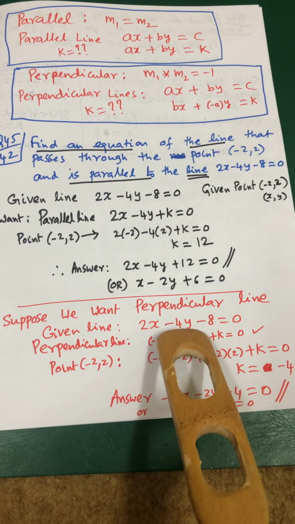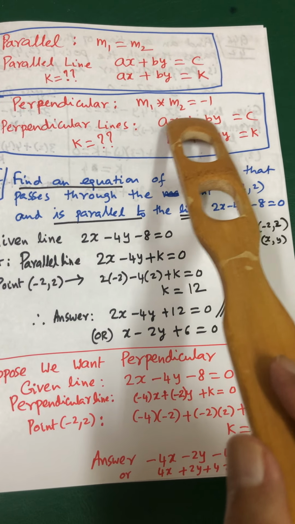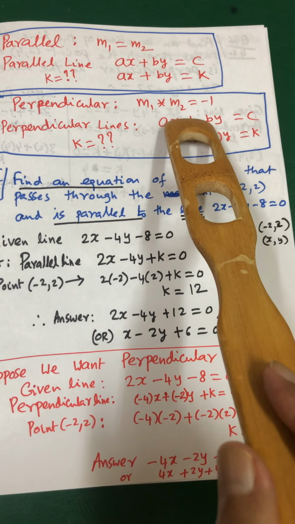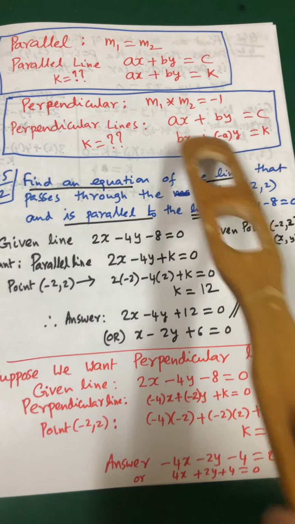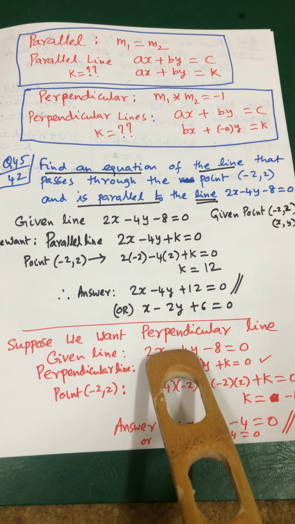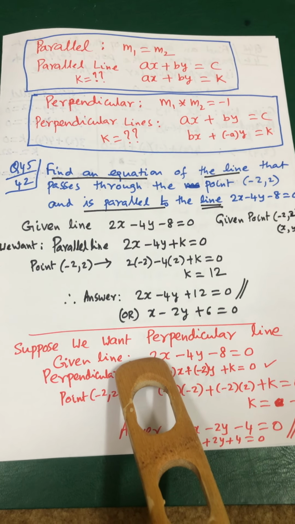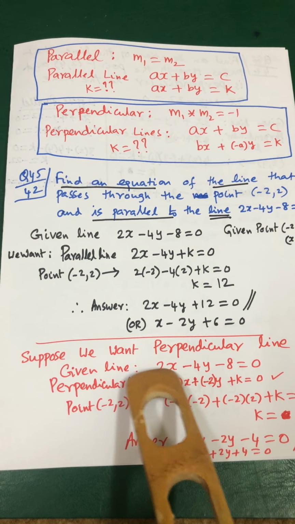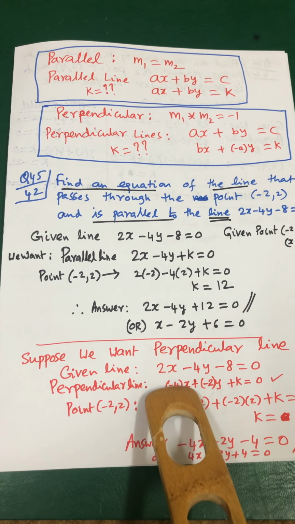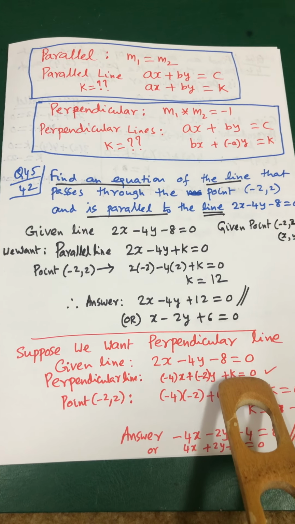So perpendicular line means what is the rule here? The y coefficient should come here, the x coefficient should go here. So here, what is the y coefficient? -4. The x coefficient is how much? 2, which will go here as -2. So -4x plus -2y, and instead of 8, you should write k equal to 0.